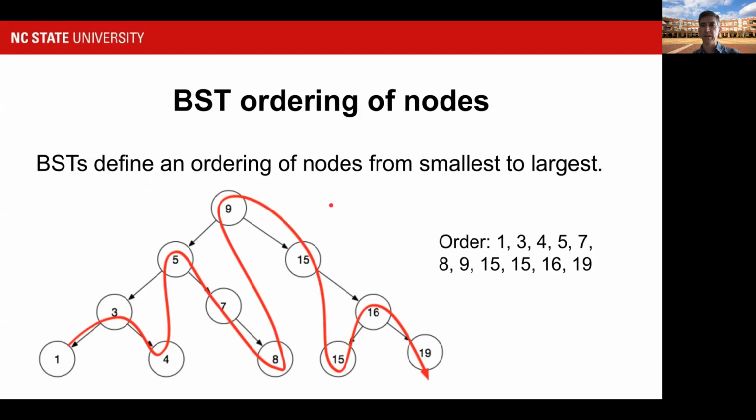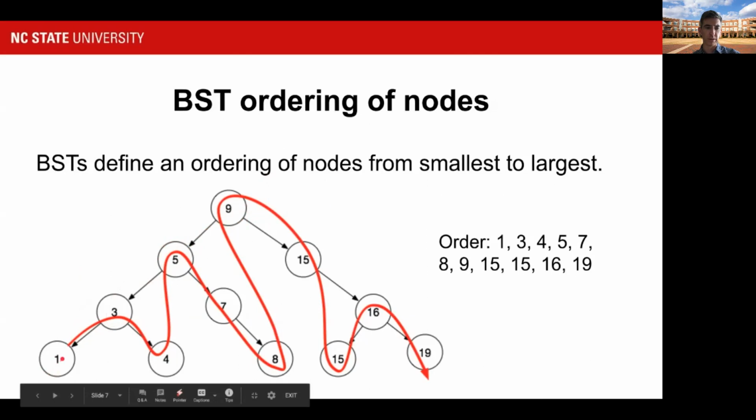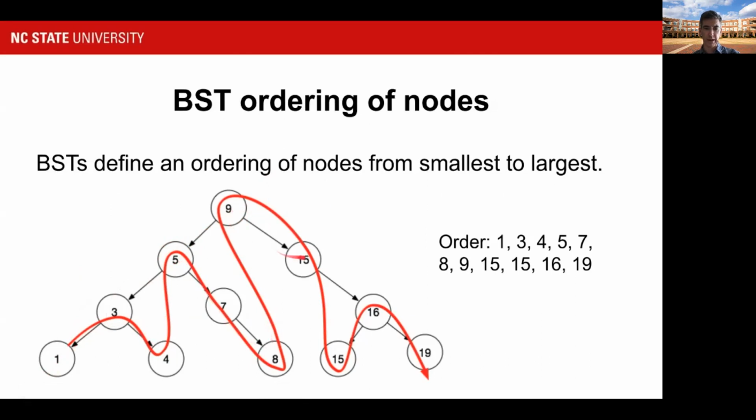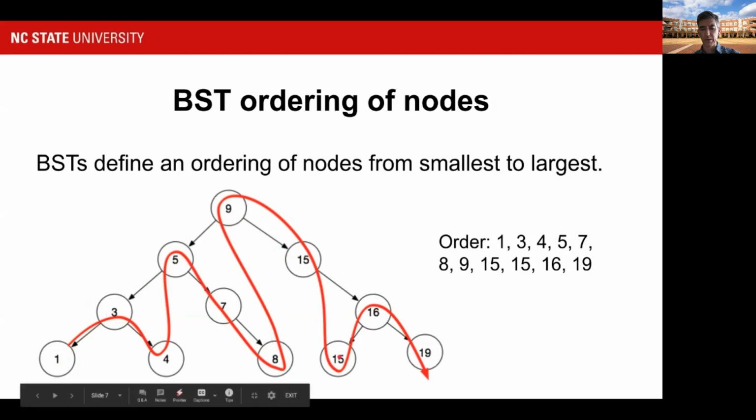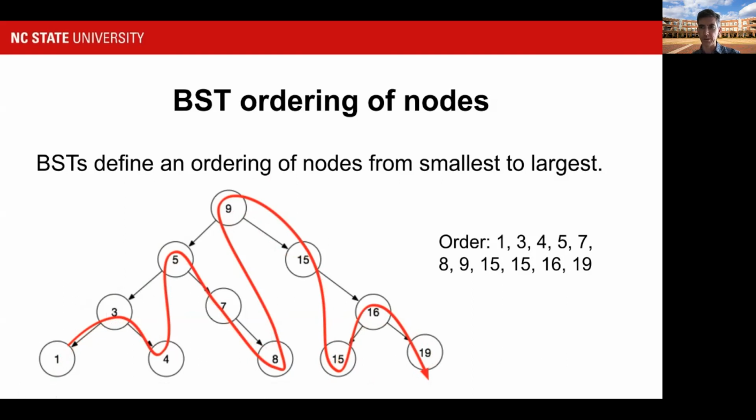Okay, so we know that a binary search tree imposes an ordering among the nodes. Right? So if our tree looks like this, where 9 is the root, then in reality, when we look at the values, the ordering goes something like this: 1, 3, 4, 5, 7, 8, 9, 15, 15, 16, 19. In this example, I'm assuming a multi-set, but everything we're going to talk about applies whether we're talking about multi-sets or normal sets.